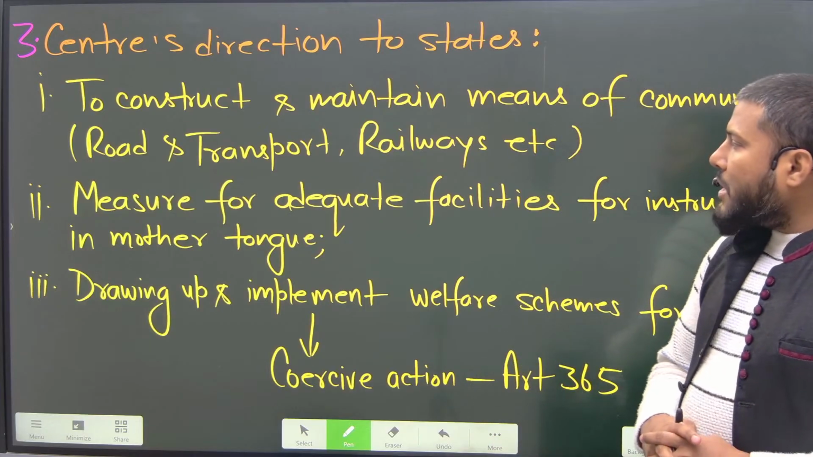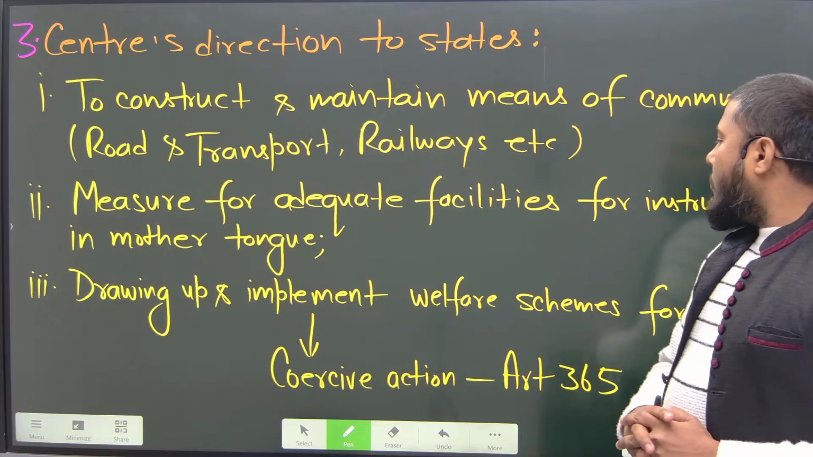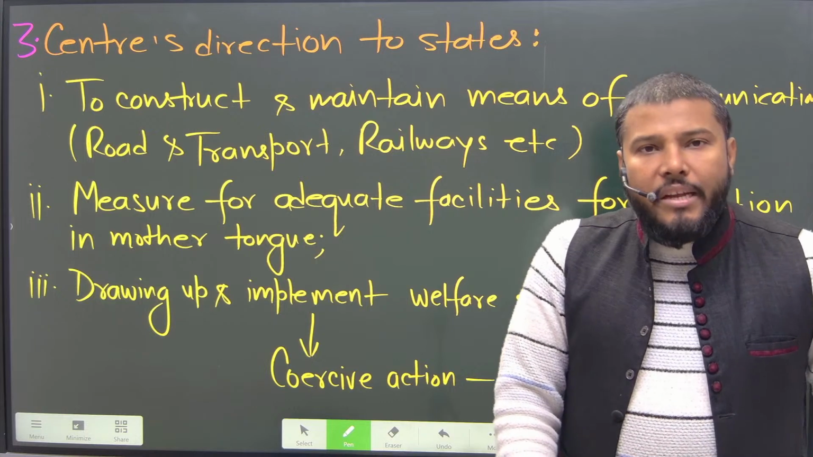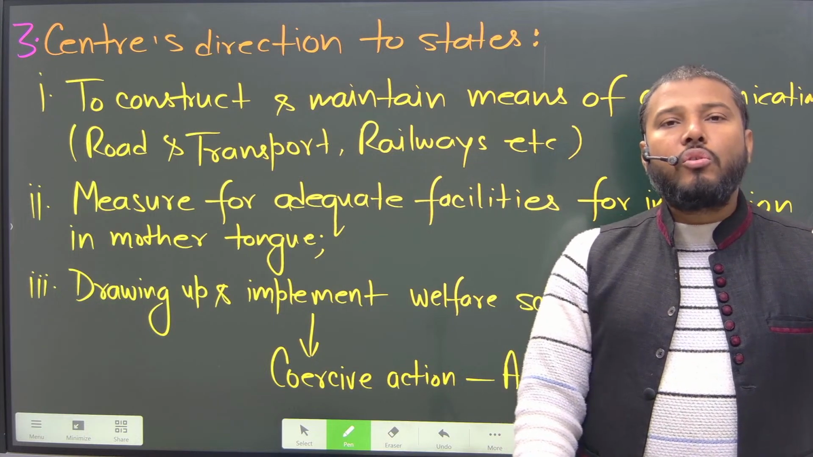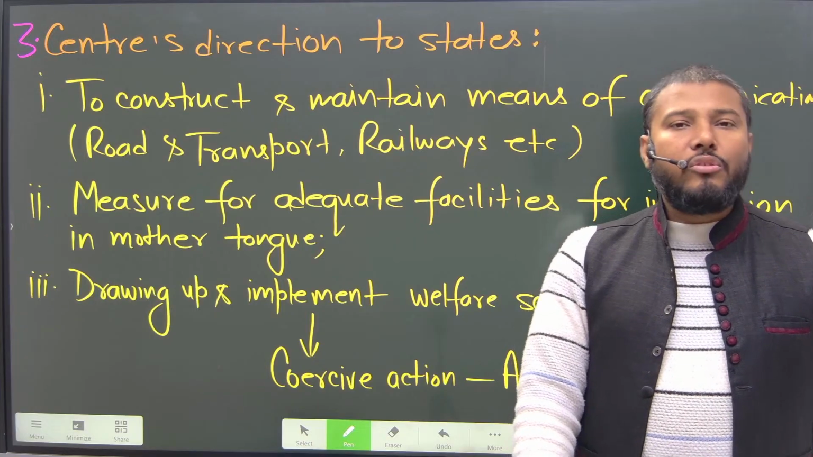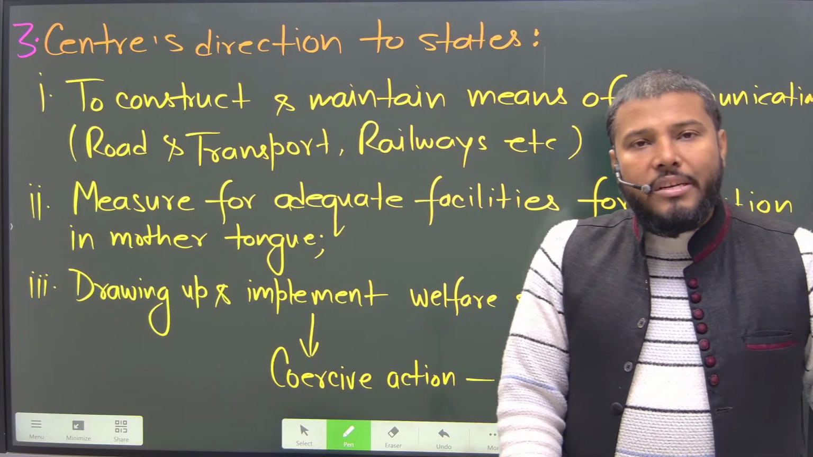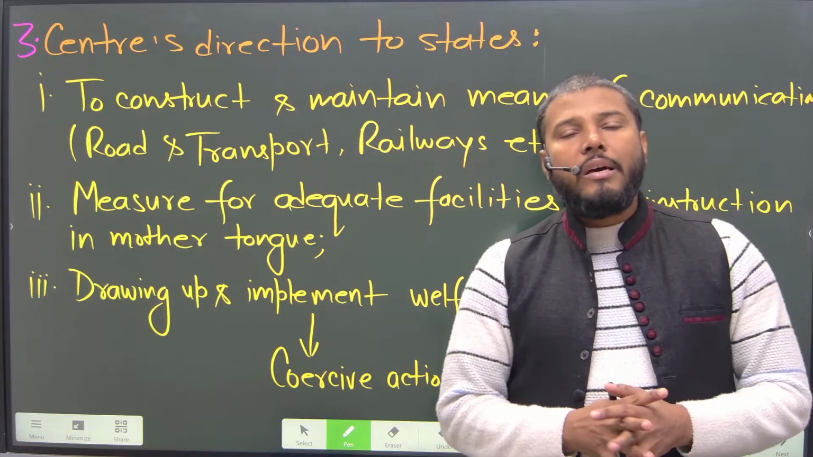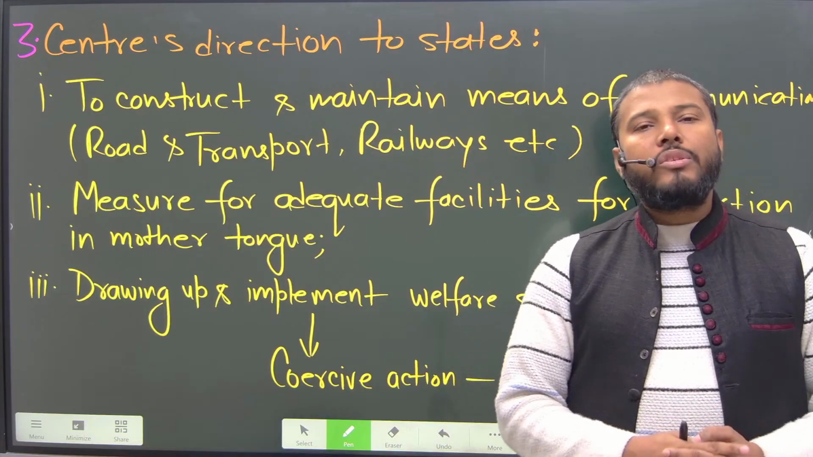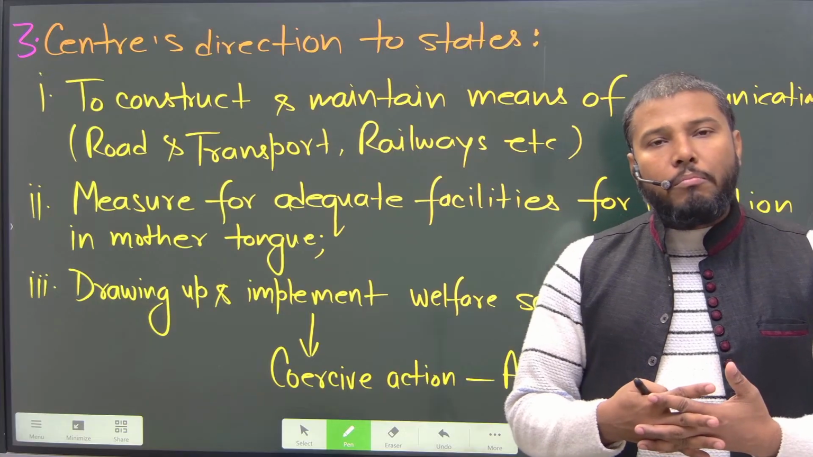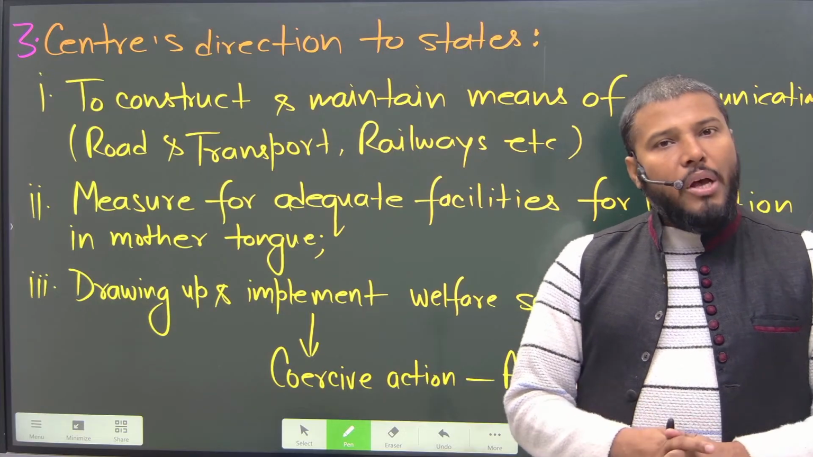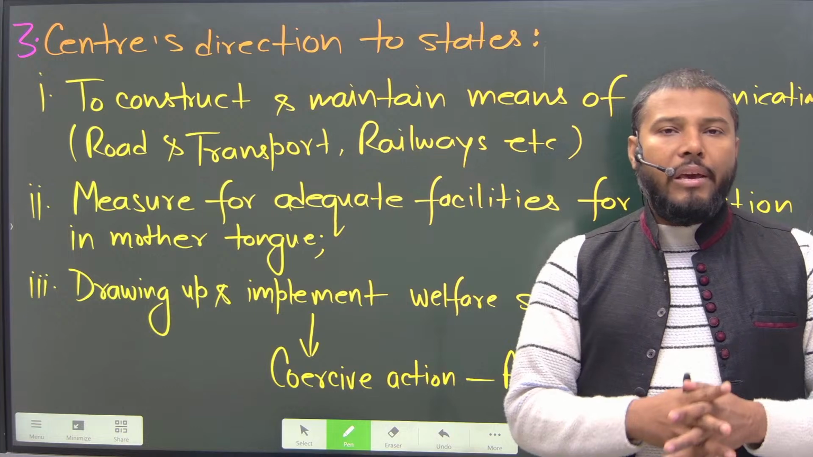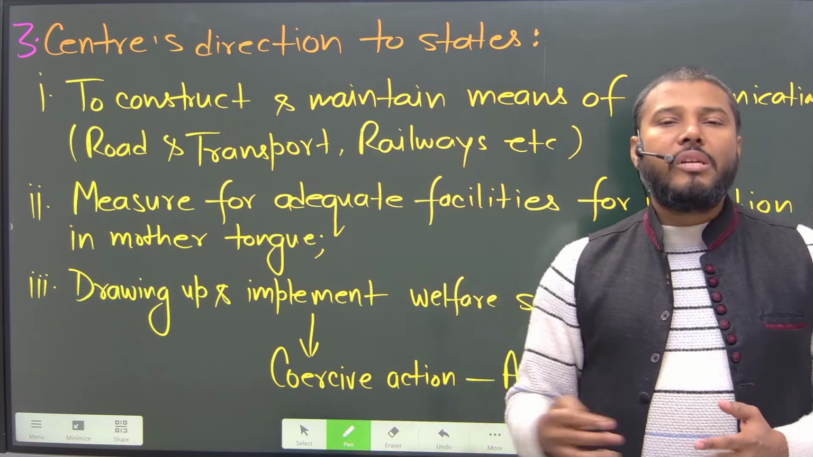The second one is measures for adequate facilities for instruction in the mother tongue. Central government shall dictate to the state that the state must ensure the facilities in their schools. The adequate facilities must be available to provide the instruction, the education in the mother tongue, right? तो उनकी जो मदर टंग है, जो देसी भाषा है, ऐसी भाषा में बच्चों को इंस्ट्रक्शन मिले, उनको एजुकेशन मिले. प्रदेश सरकारों के अंदर जो स्कूल चल रहे हैं वहां पे ऐसा डिक्टेशन सेंट्रल गवर्नमेंट स्टेट को कर सकती है.